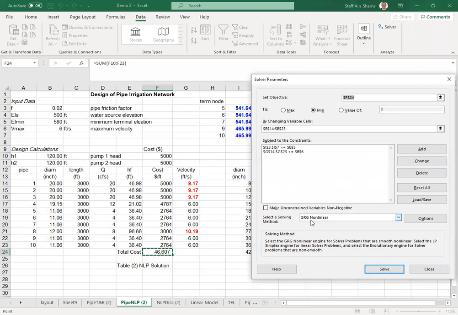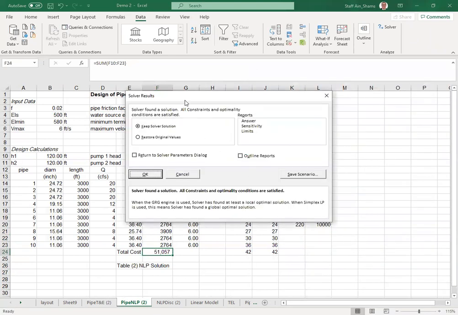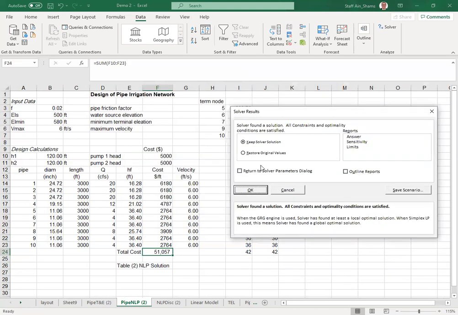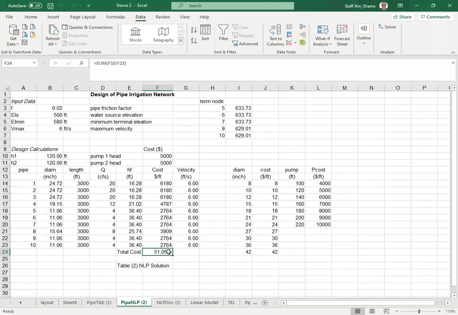Then I use the GRG nonlinear and push solve to find a solver solution. Now, this is the solution we obtained. I will keep the solution. We notice that the total cost here is decreased.